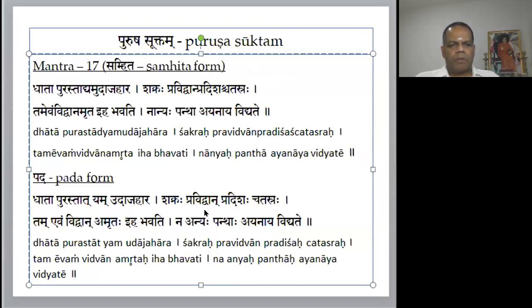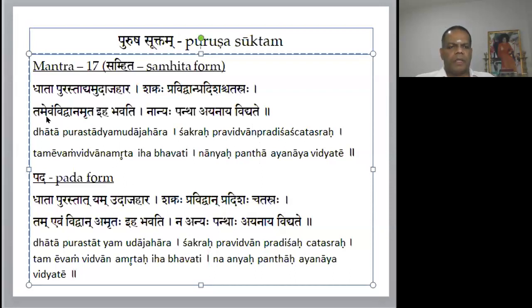So in this case, pravidvan pradishah, this is in plus pra, there's just a join, no changes. This pradishah, the visarga, becomes ish, so pradishas chatasra. Pradishas chatasra because of sandhi. When it's split, it's pradishah chatasra.